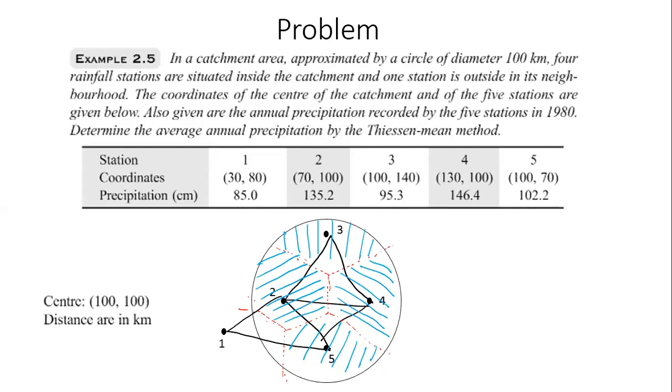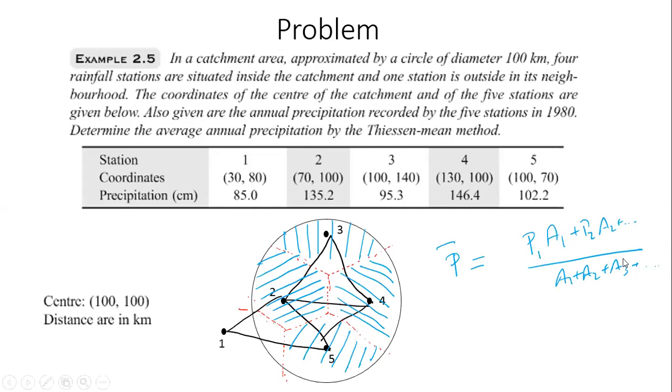All I'm doing is I'm first creating triangles and then drawing perpendicular bisectors for each side of the triangle, which is creating these polygons. The red dotted lines that you see are creating the polygons around each of these rainfall gauges, and that is telling me the area of influence of each rainfall gauge. Once I know the area, I can simply compute the average precipitation. The average precipitation P bar is P1A1 plus P2A2 plus so on, divided by A1 plus A2 plus A3 plus so on.